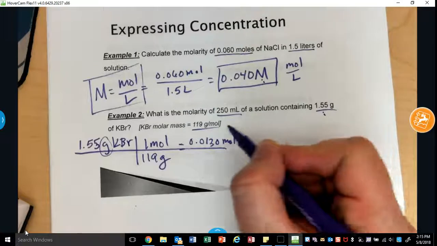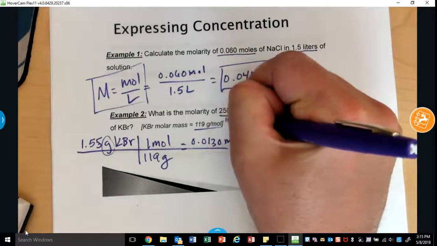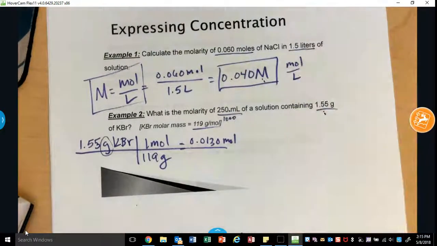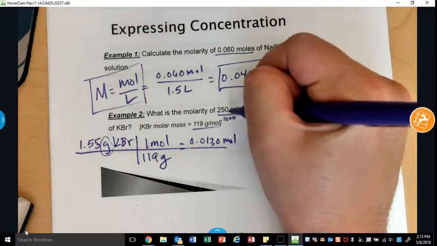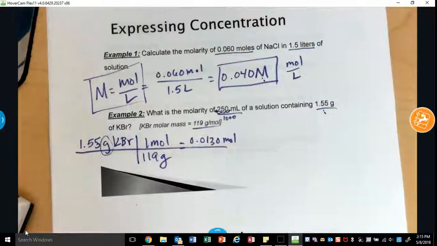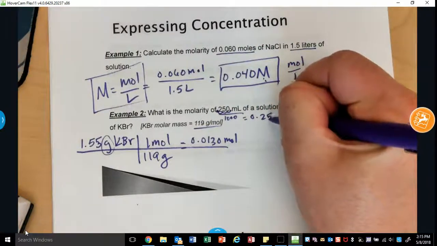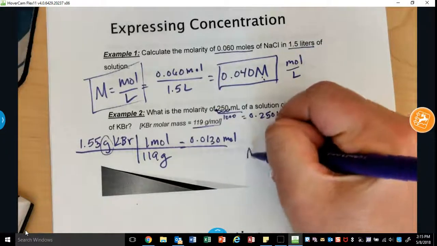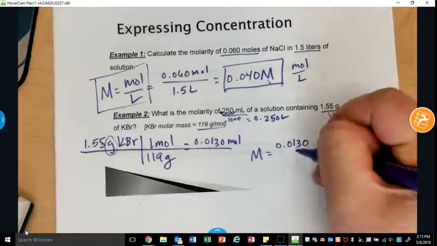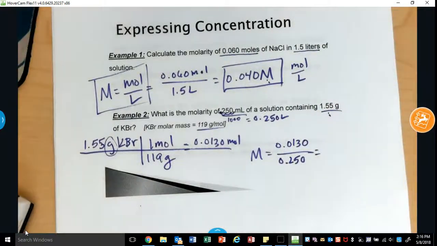Next, I have a volume in milliliters. If we want to convert milliliters into liters, we have to divide the amount of milliliters by 1,000. So a quick way to do that is to just take the decimal point and move it 3 places to the left. So our decimal point is now there. So our volume is 0.250 liters. Now that we have our numbers, we can plug into our formula. I have 0.0130 moles divided by 0.250 liters.